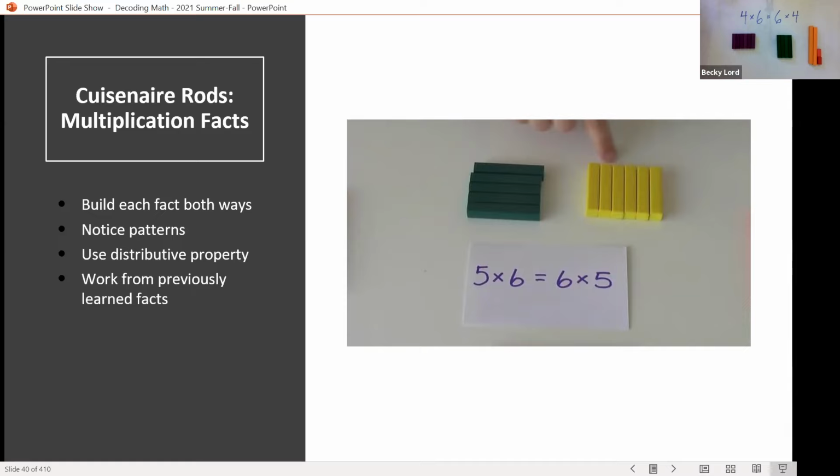As students are understanding and developing these good strategies, then we're going to start to fade the manipulatives, ask them to picture it in their minds, and then work on getting to fluency.